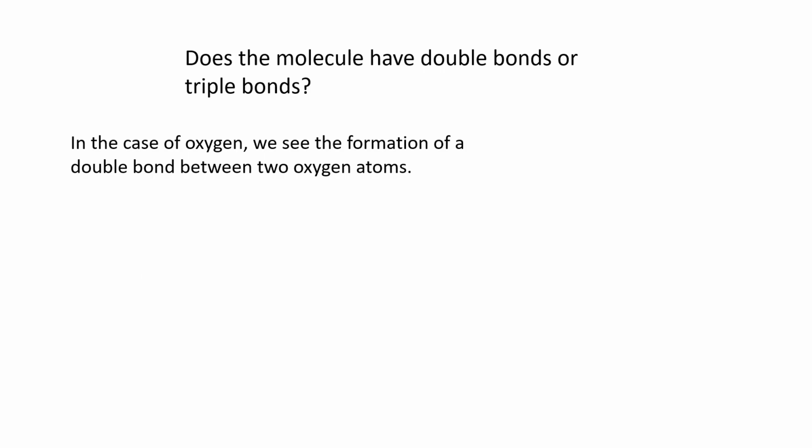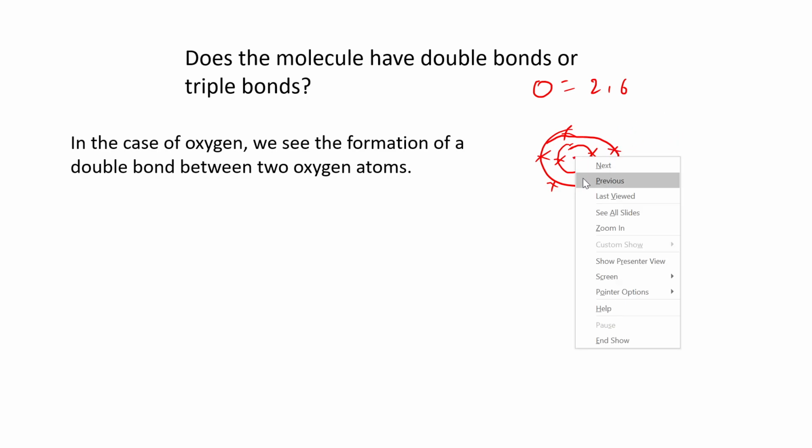In the case of oxygen, what is the atomic number of oxygen? It is 8. And for oxygen, your electronic configuration will be 2, 6. So if you see, the nucleus is there, then you have the first shell with 2 electrons, and the outermost shell will have 1, 2, 3, 4, 5, 6 electrons. Now how many electrons does this oxygen need to complete the octet? Oxygen needs 2 more electrons to complete the octet.